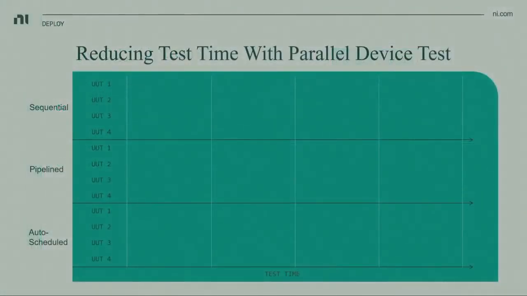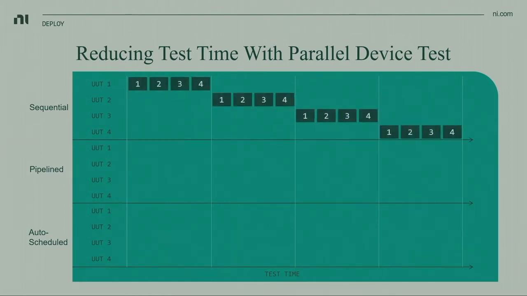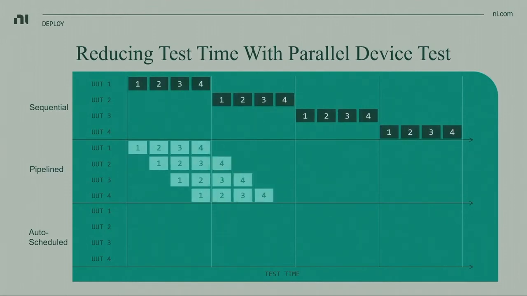ECU TS could reduce test time by up to 40% with parallel device testing, with the flexibility of TestStand ability. We could have sequential, pipeline, and auto schedule.